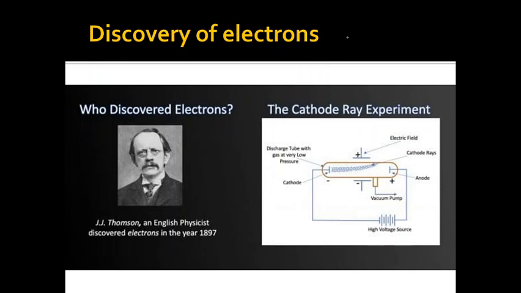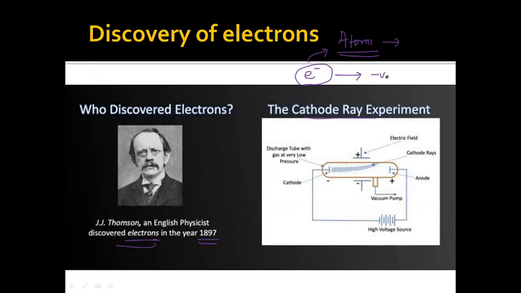Now, at that time, Dalton did not have the idea that atoms can be further divided. Dalton proposed that atoms are indivisible units, but later it was found that atoms can be further divided into small units. For example, in 1897, J.J. Thomson, an English physicist, discovered electrons within the atoms. In the famous cathode ray experiment, it was found that atoms contain certain constituent particles within them, and the concept of electrons as the constituent particles within the atom evolved.